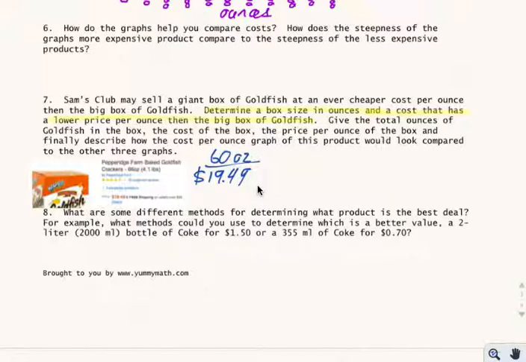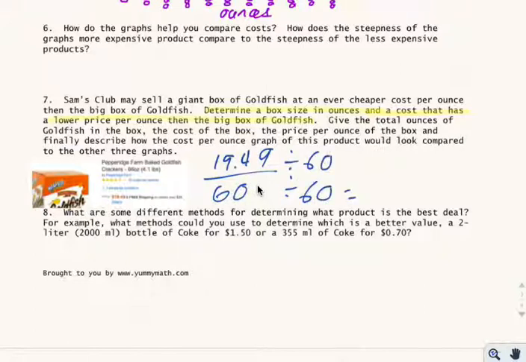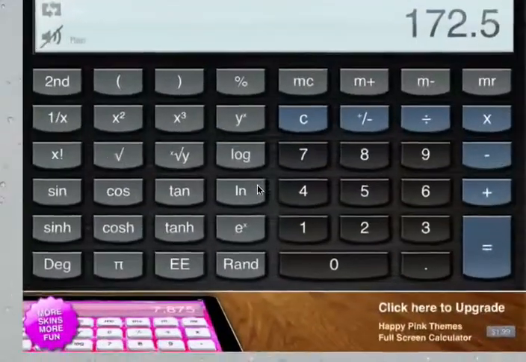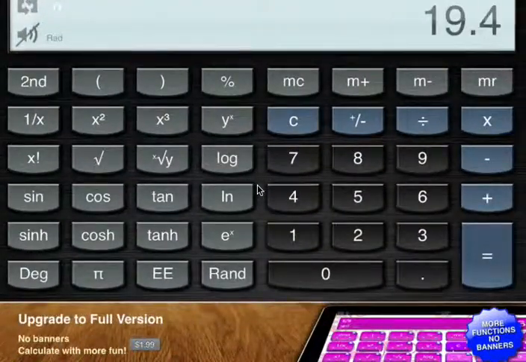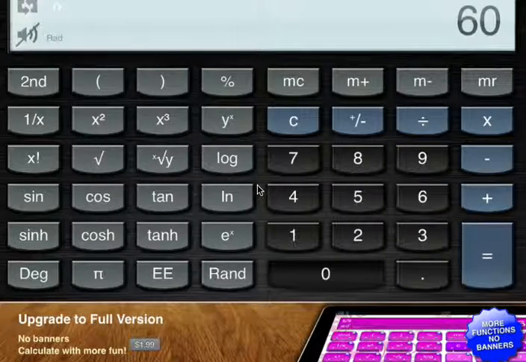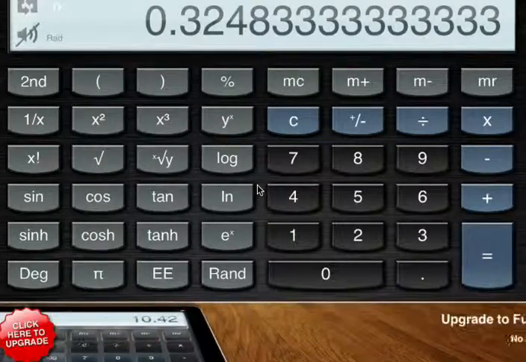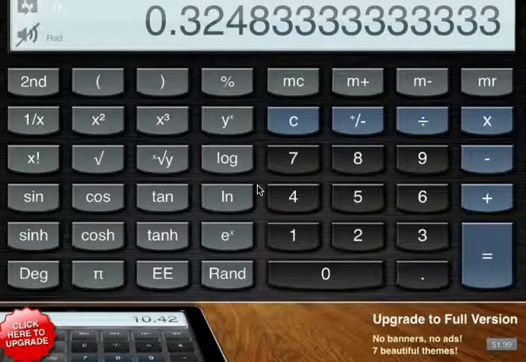So I need to know, if I'm paying for 60 ounces, what 1 ounce costs. I need to divide by my denominator. I need to divide by 60 ounces. So 60 divided by 60 is 1. So for 1 ounce, how much does it cost? Well, $19.49 divided by 60 ounces equals about 32 cents per ounce.